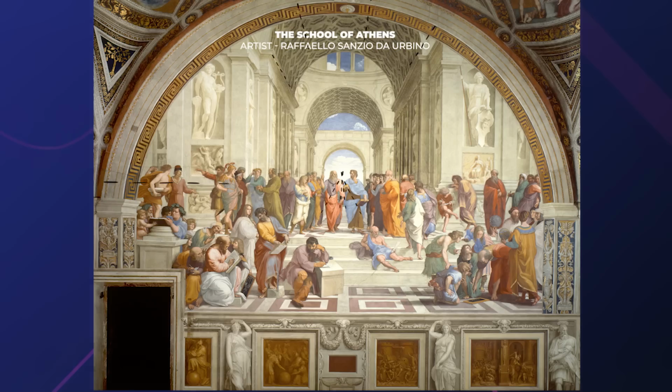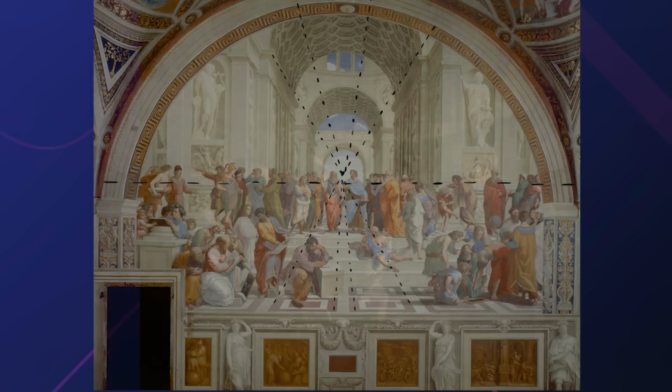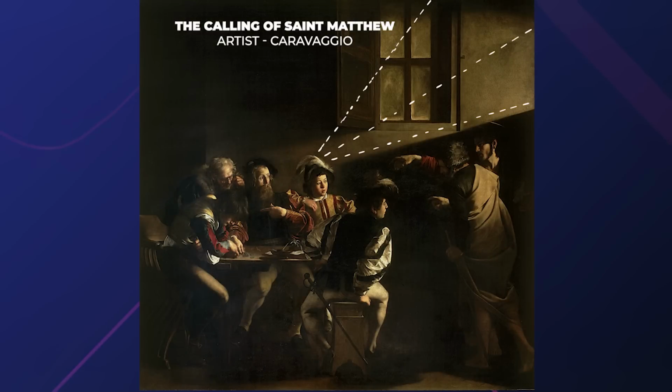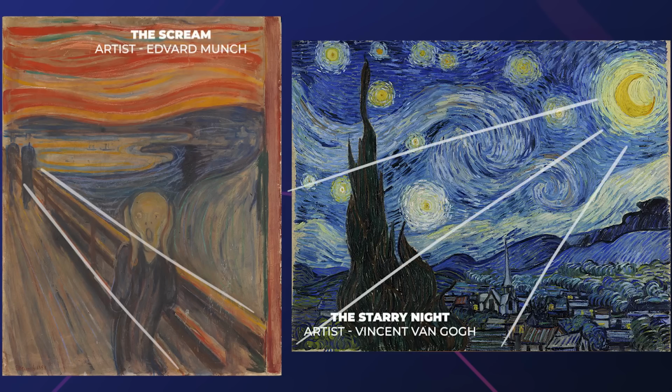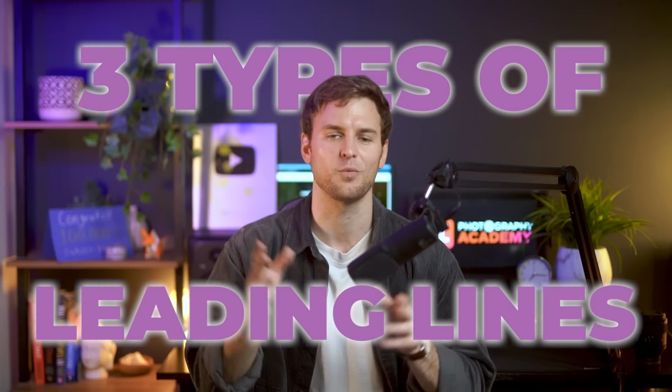This technique can be seen in many masterpieces where artists cleverly use architectural elements, light direction, and natural lines within the environment to achieve a compelling visual flow. Leading lines are also a powerful tool for enhancing depth in photography, and there are typically 3 distinctive types of leading lines that one can use.